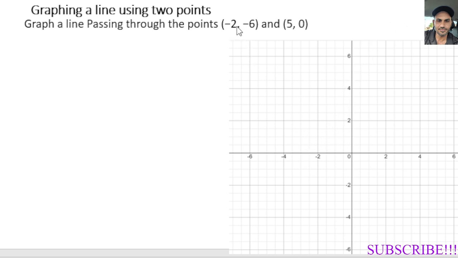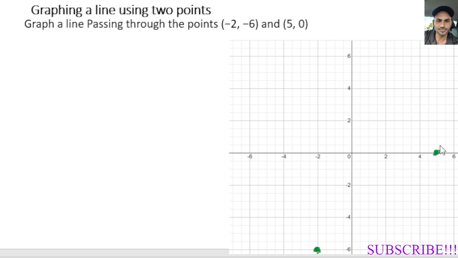So the first point is -2, -6. So -2 in the x direction and -6 in the y direction. So right here, this is our first point. The second point is 5, 0. So we are looking at 5 units in the x direction and 0 in the y. So it would be right here.